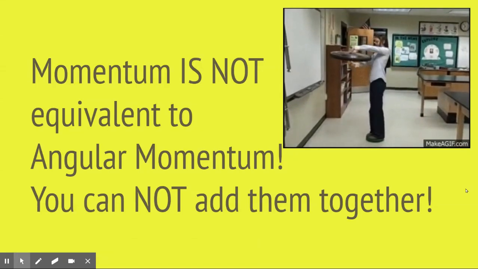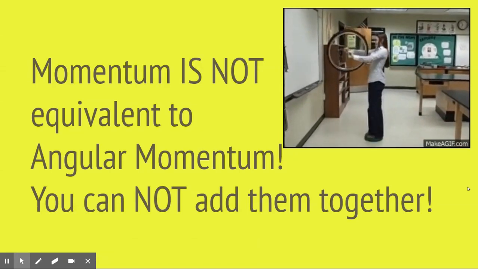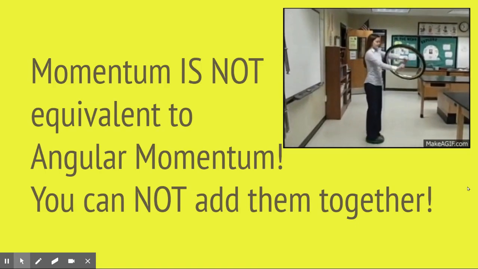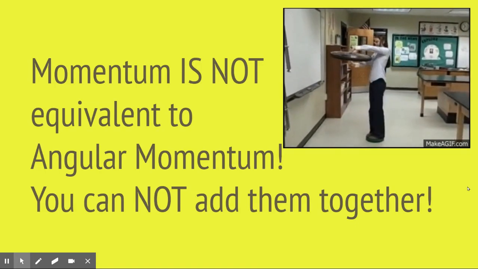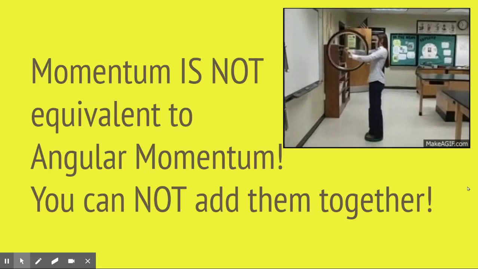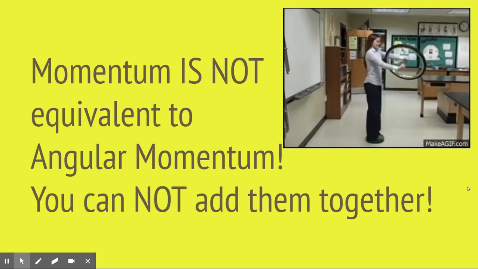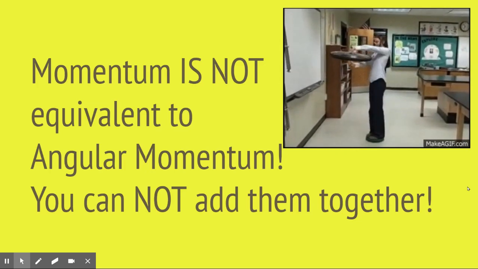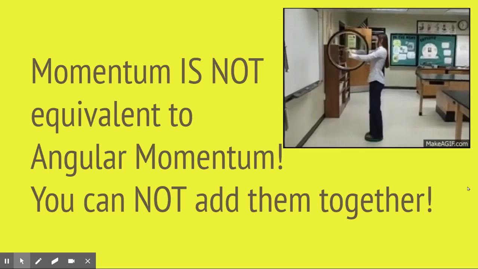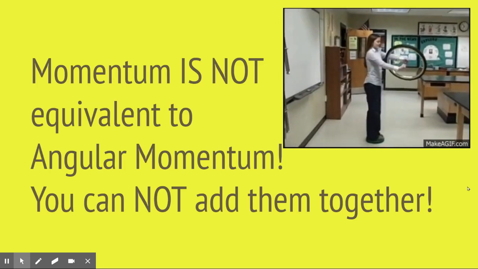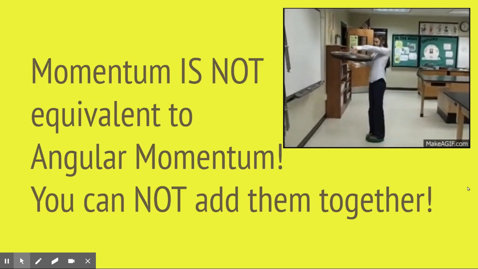Alrighty, so momentum is not equivalent to angular momentum. In other words, you cannot add them together. So when we had linear momentum or translational momentum, we said, okay, well, we add this momentum plus that momentum, and that's my total momentum. Unfortunately, we cannot add linear and angular momentum together.